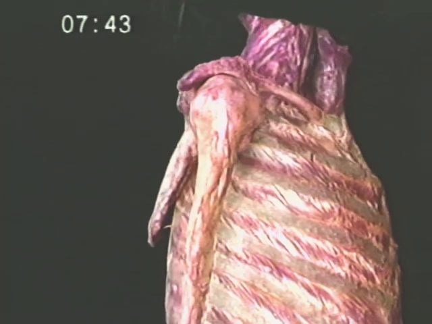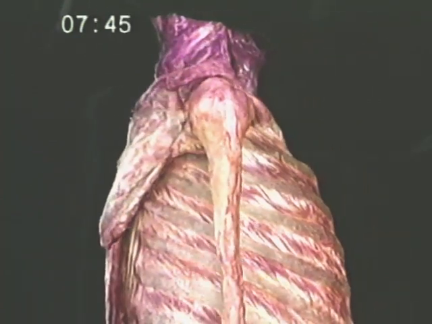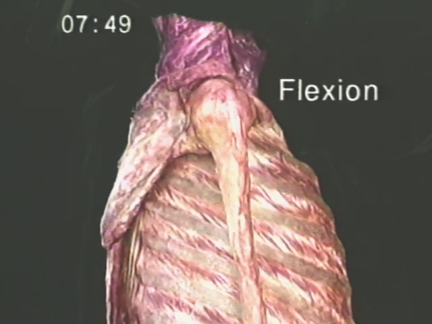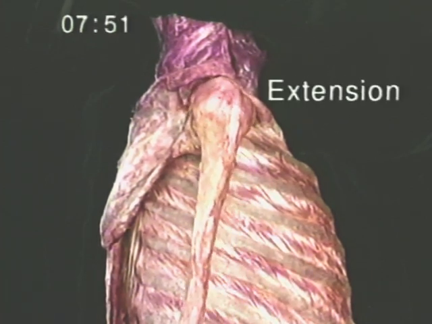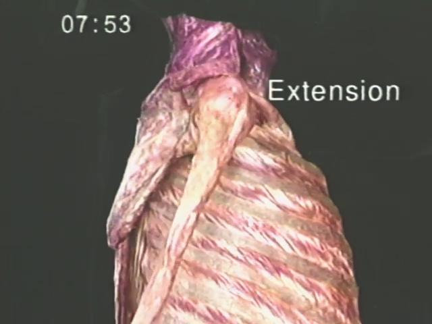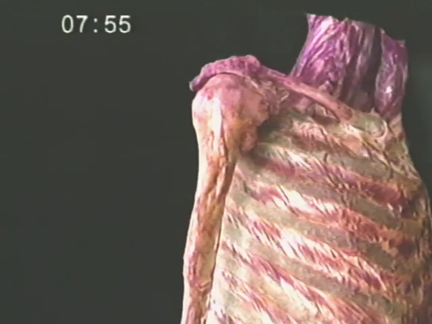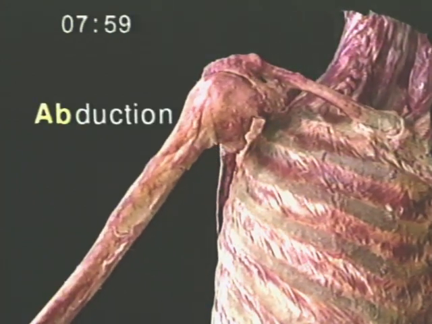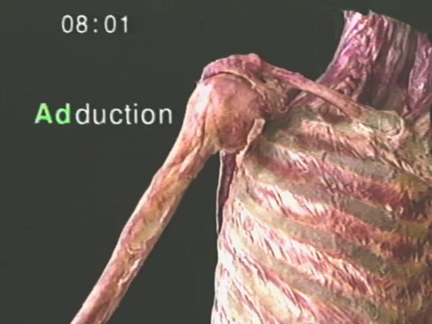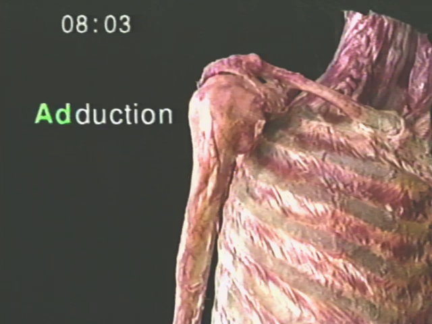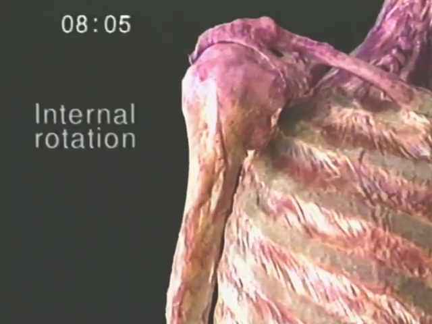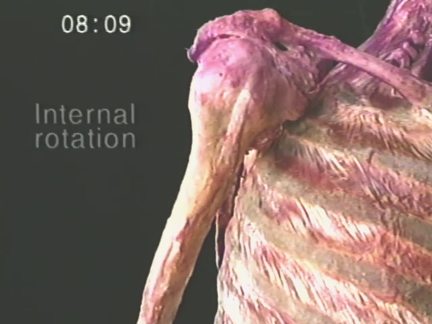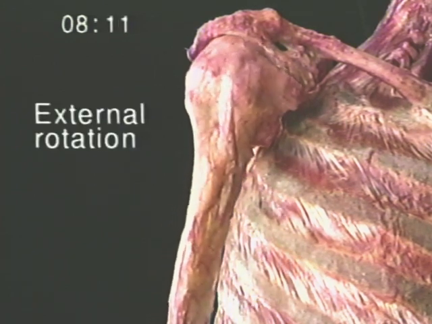Let's look at the movements that can occur at the shoulder joint. Movement forward and upward is called flexion. Movement downward and backward is extension. Movement away from the side of the body is abduction. The opposite movement is adduction. Rotation, which moves the front of the arm toward the body, is internal rotation. Rotation the other way is external rotation.